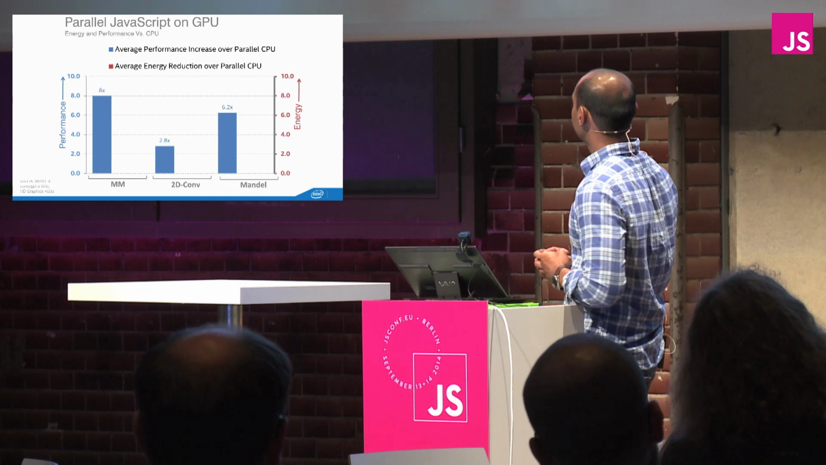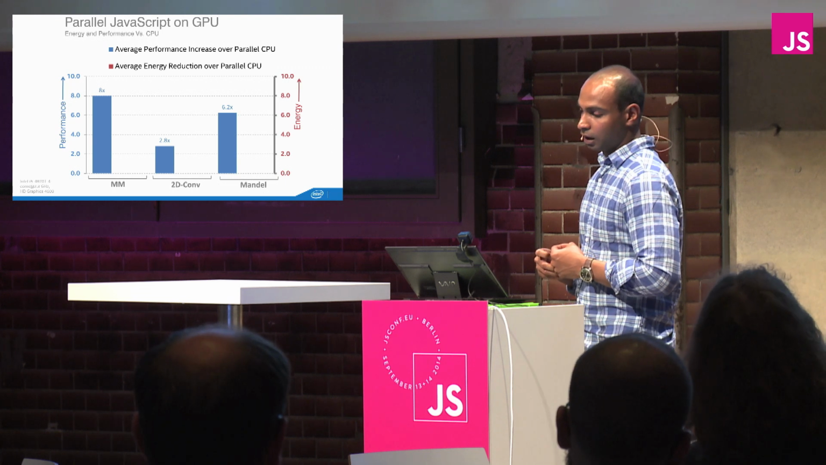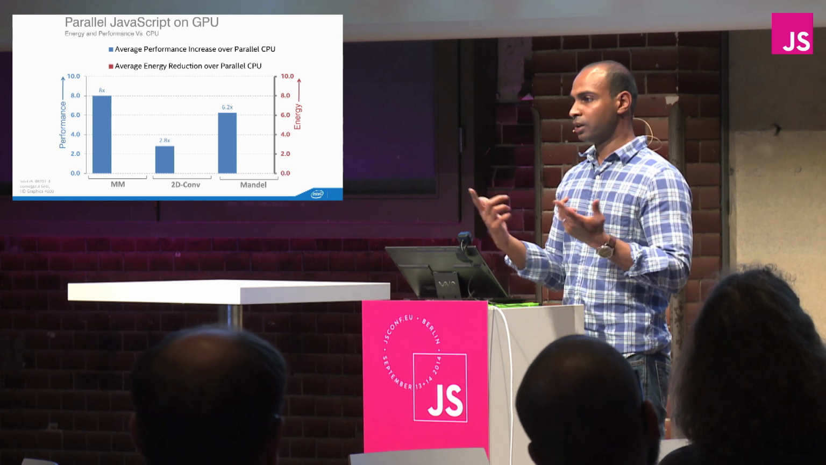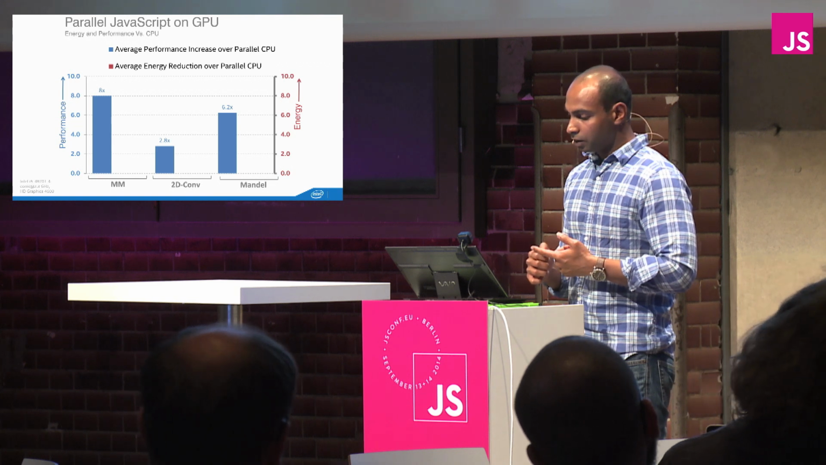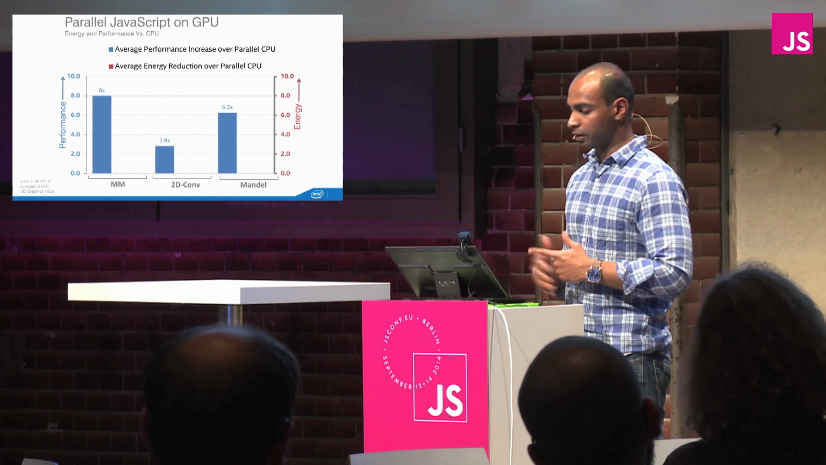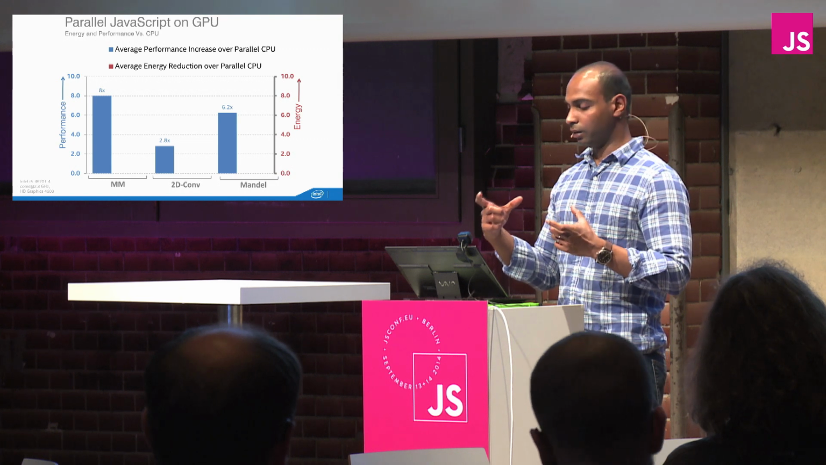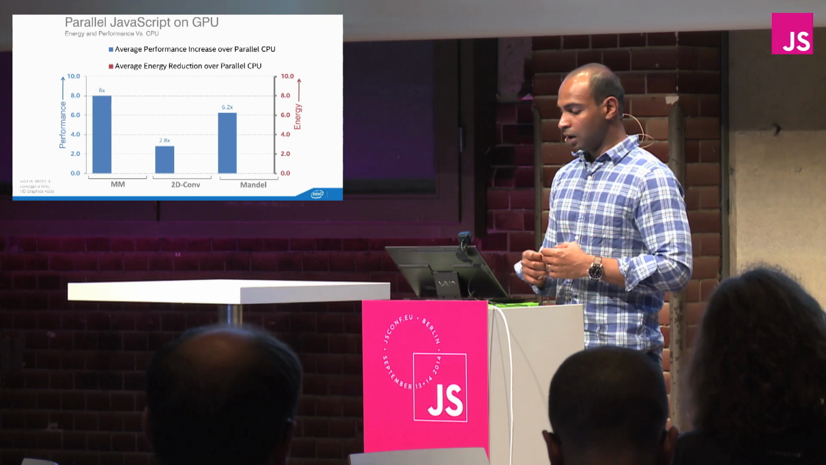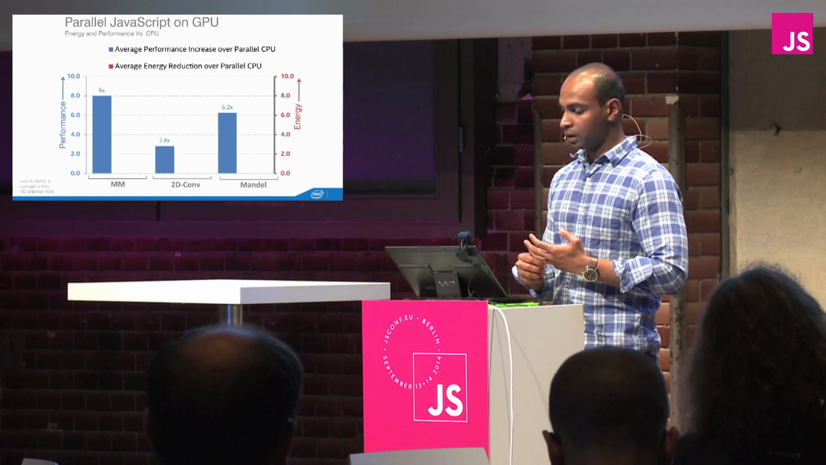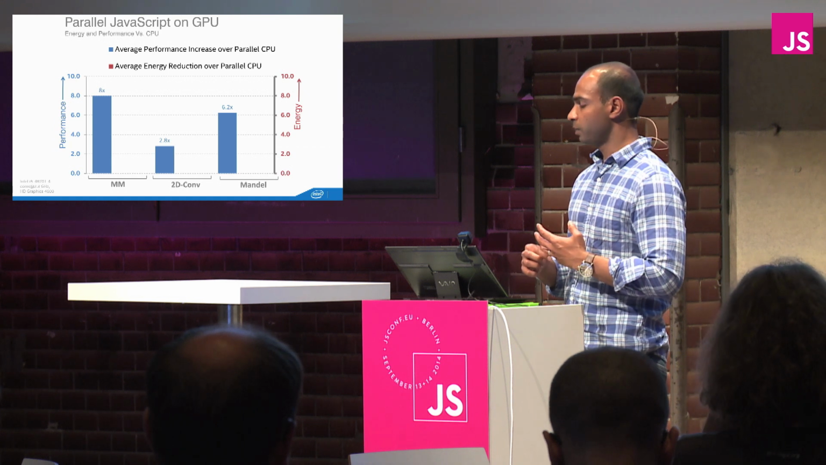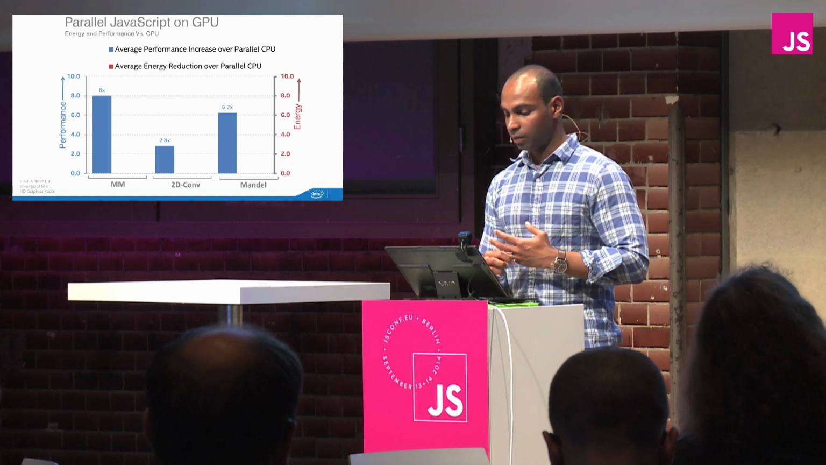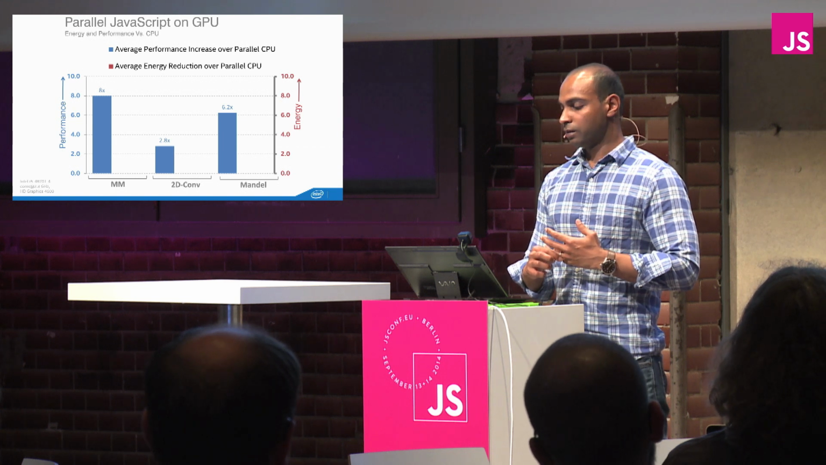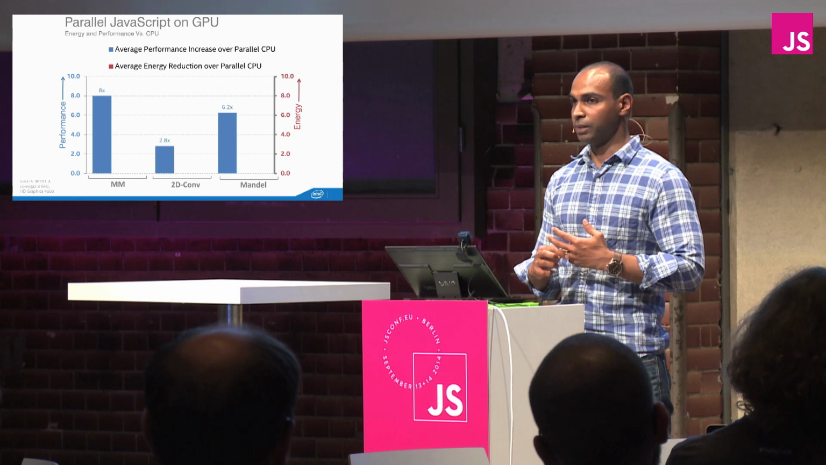This MM is dense matrix multiply. It does 8 times better on the GPU than on parallel CPU. This is written in JavaScript using PJS, right? And 2D convolution, which you use for things like image sharpening or finding contours or optical flow or things like that, is a fairly important algorithm. That does 2.8 times faster on GPU than on parallel CPU. And Mandelbrot, you all know the Mandelbrot set, does 6.2 times better in terms of performance than CPU.